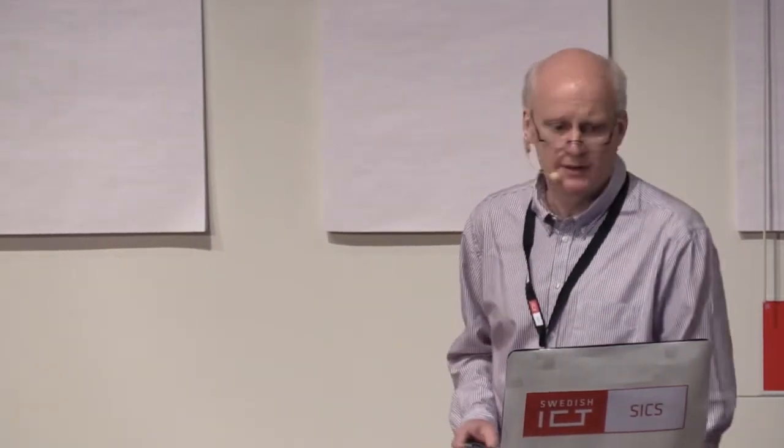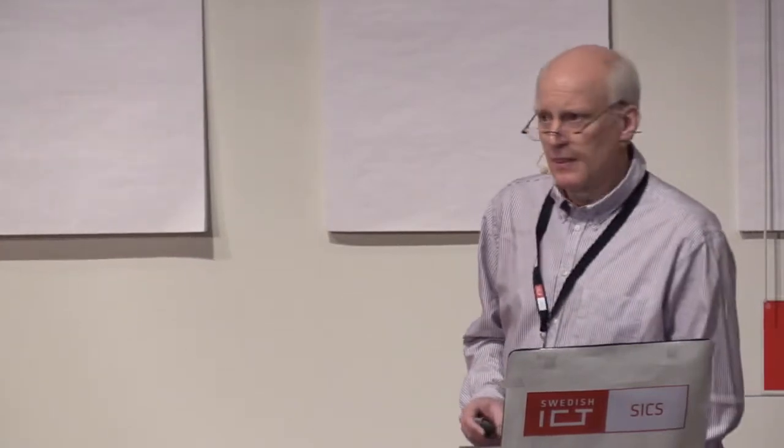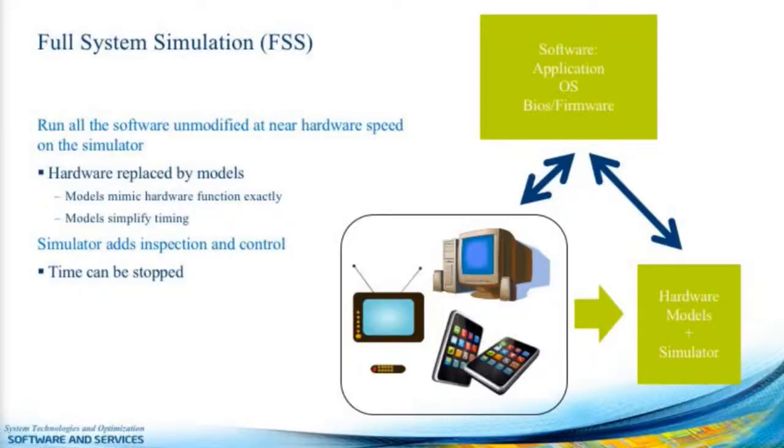Okay. So what is a full system simulator? Some of you may be very well aware, but I'd like to give you an overview anyway. So, the way we describe full system simulation is that you run all the software unmodified at near hardware speed on the simulator, right? And then you replace all the hardware with models. They mimic the function exactly. So the software thinks it's actually running on hardware, but they try to cheat with everything else.